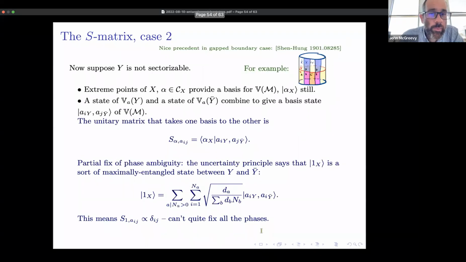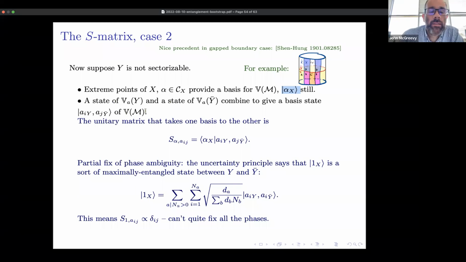Okay, so that was sort of the simple case where both X and Y are sectorizable. Let's consider the case where X is still sectorizable, but Y is not. An example of that is the cylinder with two gap boundaries, where X is the half annulus, that's sectorizable, but Y is this half annulus cut by the surrounding the entanglement, surrounding the gap boundary, which is not sectorizable. So the extreme points of X still provide a basis. So there's one basis of the fusion space, which is labeled by extreme points of X.